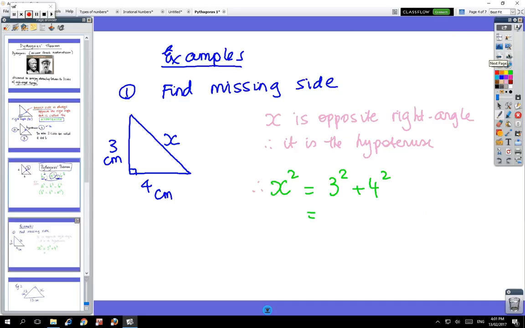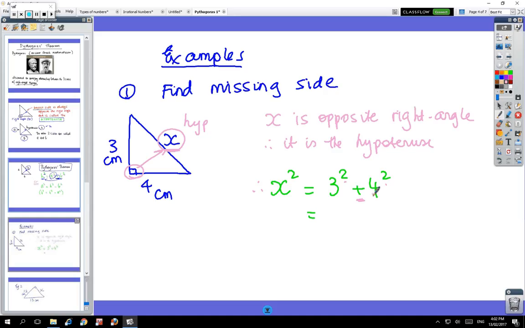So here's an example of finding a missing side. The first thing you do is identify what's the hypotenuse. So we look at the right angle and we go opposite, so that X is the hypotenuse. Even though it doesn't have the letter H, it has a letter X, the side opposite the right angle is the missing side. So if it's the hypotenuse, then we're going to sum the squares of the other two sides. So here's how we do it.